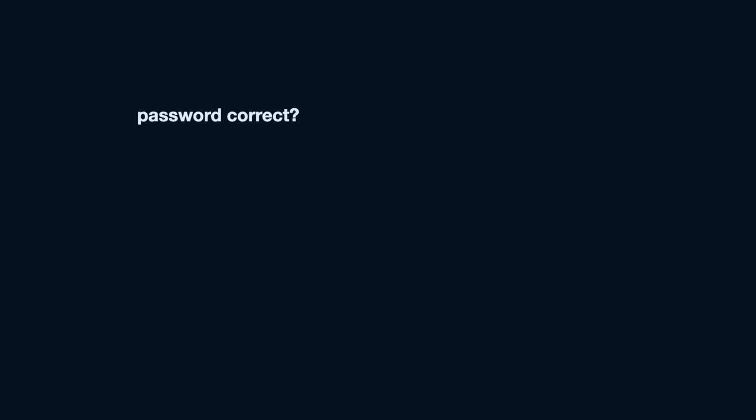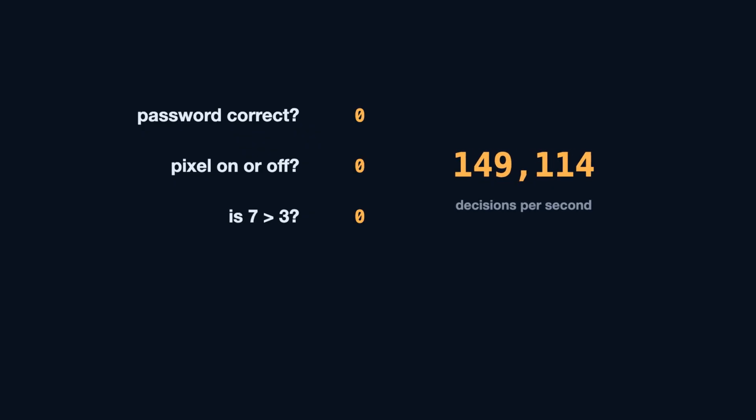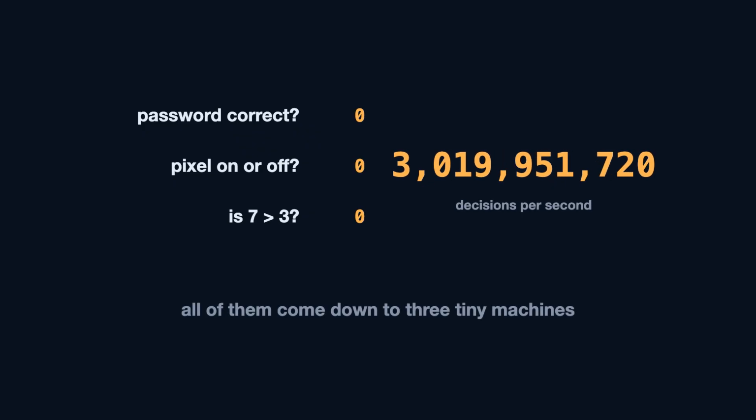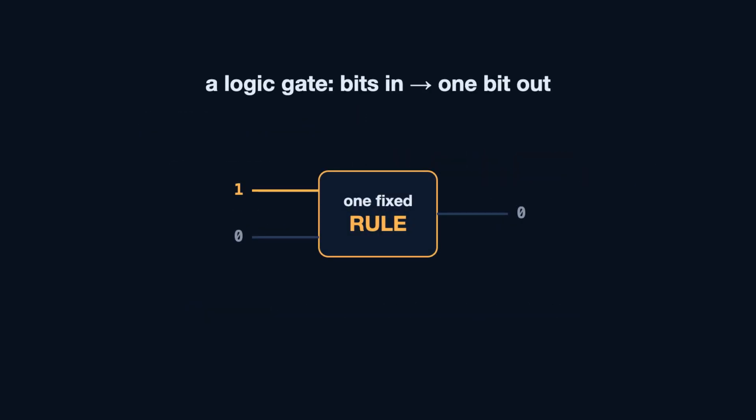Your computer makes billions of decisions every second. Every one of them comes down to 3 tiny machines. A logic gate takes bits in and puts 1 bit out, following one fixed rule. In hardware, that's all a decision is.